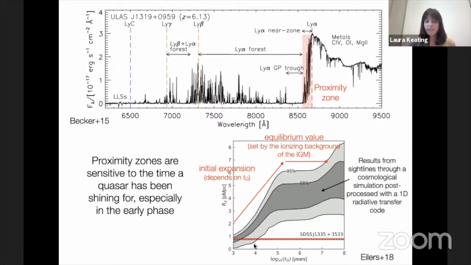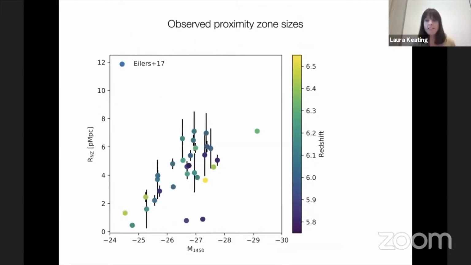And you can take an observed proximity zone size, which is shown by the red dashed line here, and compare this with the results from your simulations. And you can get a constraint on how long that individual object has been shining for, which is pretty neat. And so how did the observations look?